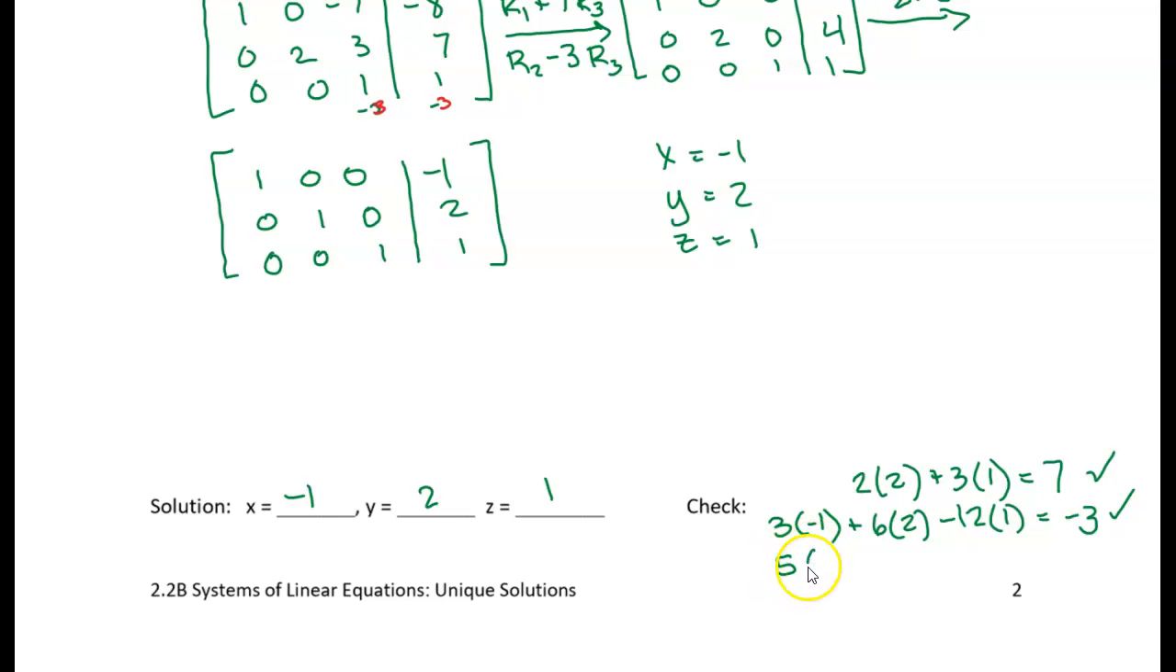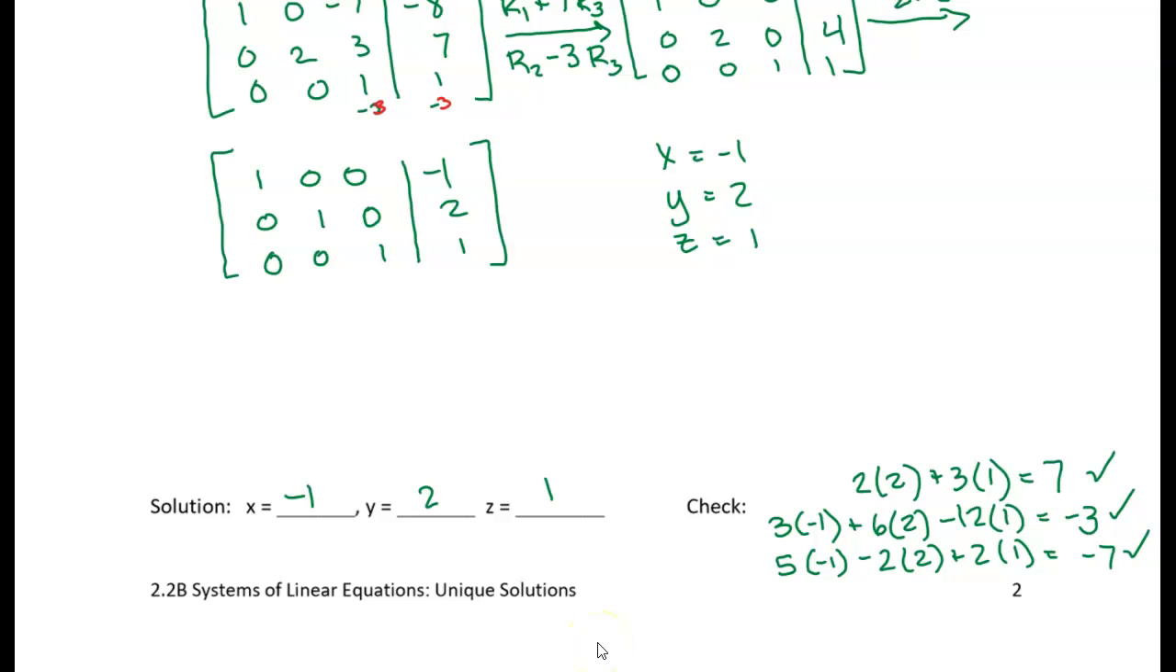And then let's check the last equation. We have 5 times x, which is negative 1, minus 2 times y, which is 2, and then plus 2 times z, which is 1. And we want that to be a negative 7. So let's check and see if it is. We have negative 5, and then minus 4, so that's a negative 9, and then plus 2 gives us negative 7. Perfect. It works.